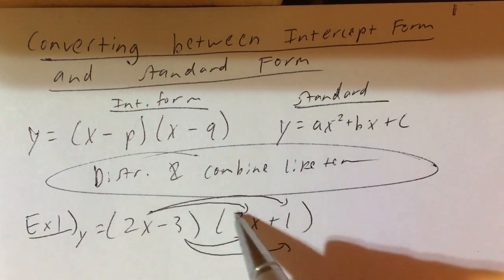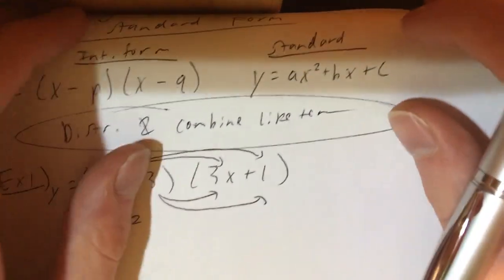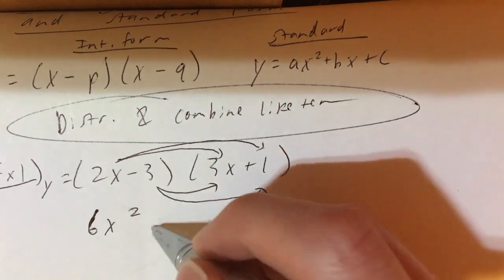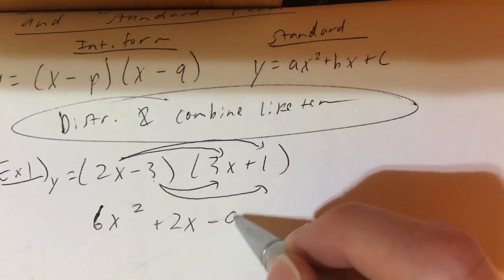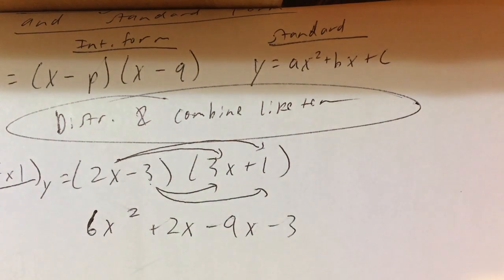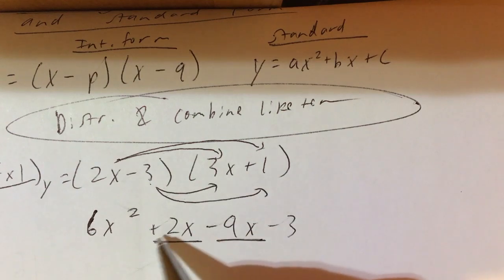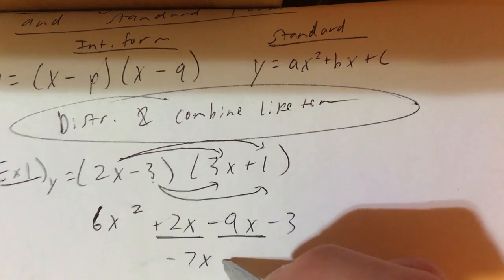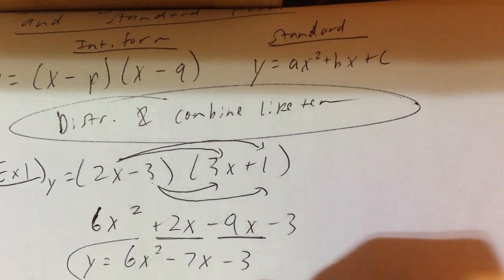Let's do it. 2x times 3x, well that's going to be 6x squared. Let me scroll up just a little bit so you can see. 6x squared, and then 2x times a 1, that's a positive 2x. Okay? Negative 3 times a positive 3x is negative 9x. And negative 3 times that positive 1 is negative 3, right? Well, now what do we got to do? Combine like terms, right? That's your second step. We can always combine those two things, right? 2x, you take away 9x, you have negative 7x left over. And boom, that's standard form.